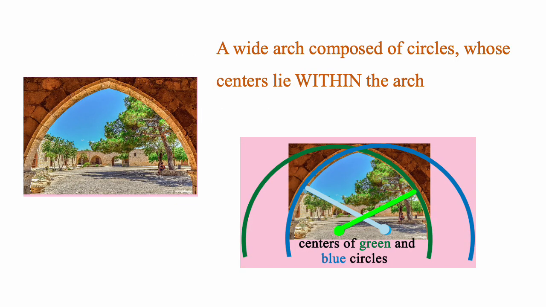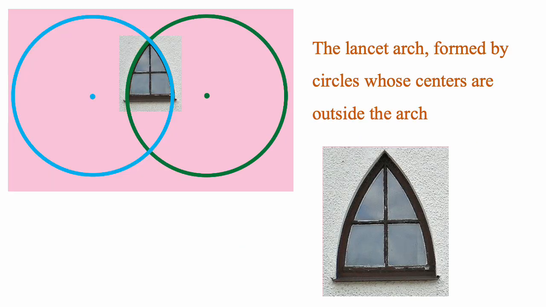A wide arch, in contrast, is composed of two identical circles, but this time the centers of the circles are inside the arch, still at the base of the arch, and this makes the arch wider than the Gothic arch. The Lancet arch is the narrowest because it's formed by two identical circles whose centers are now outside the arch.